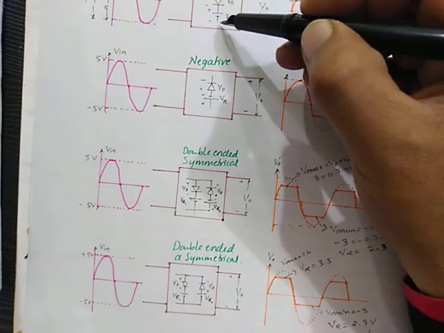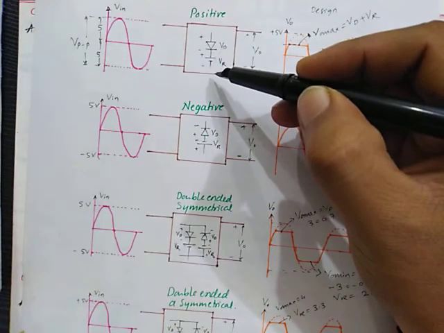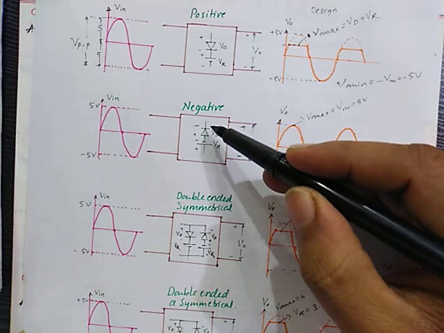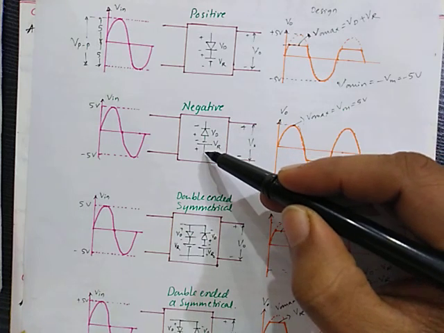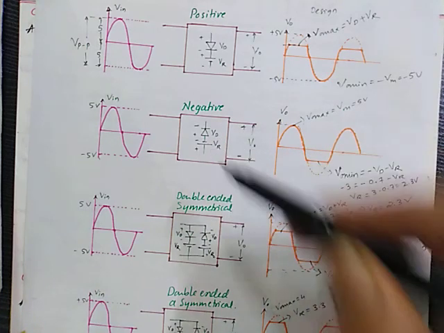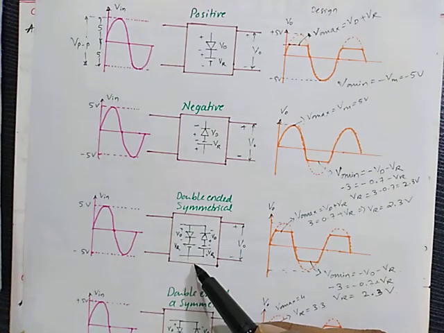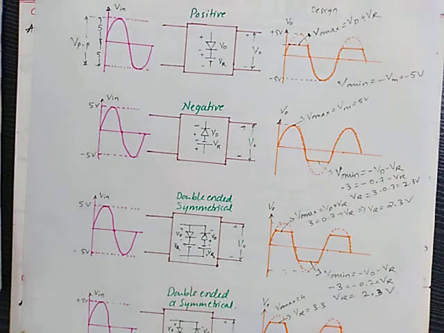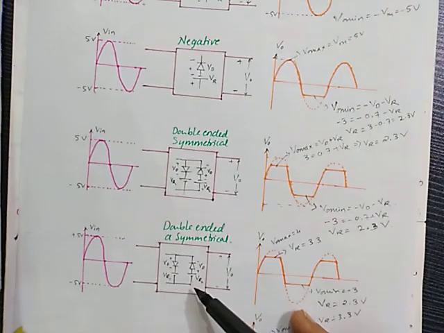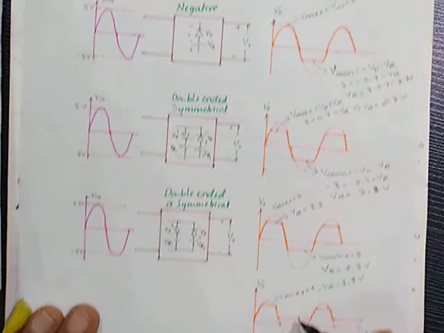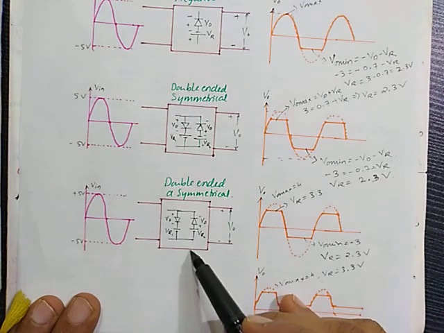Positive clipper: this is the direction, anode, cathode and Vr, plus minus. Negative clipper: cathode, anode and negative, plus, negative, positive Vr. Then combining both, symmetrical Vr1 Vr2 same, asymmetrical Vr1 Vr2 are different, as well as in asymmetrical for the positive side Vr2 should be reversed. Okay.